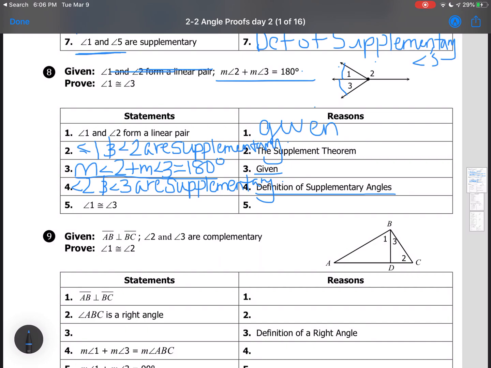And then lastly, we can go ahead and state that angle 1 is congruent to angle 3, and we need to figure out that reason. So we're going to look up above where we see angle 1. I see that angle 1 is supplementary to angle 2. And then I'm going to also find angle 3 up above. I see that angle 3 is also supplementary to angle 2. So if two angles are supplementary to the same angle, we could state that they are congruent due to the congruent supplements theorem.